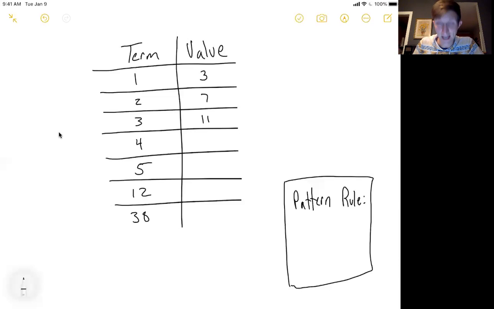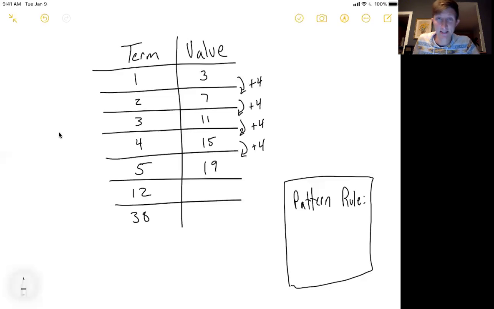So the first thing that I look at is, what is this pattern growing by? How do I get from one value to the next? It seems as though it's growing by 4, right? And so for the next couple terms, I'll do that same exact pattern. 11 plus 4 is 15, and then 15 plus 4 is 19.